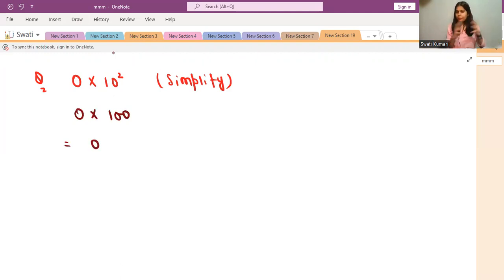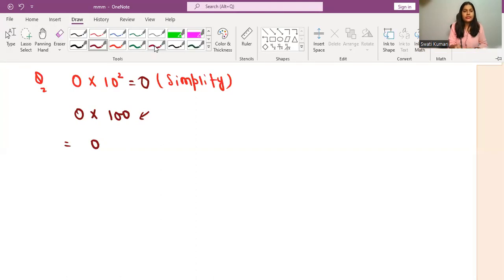Maybe some of you must be thinking right now, why even write down this step? Of course, if you want, you can avoid this step and directly say that 0 multiplied by any number is 0. So the correct answer for this is directly 0. Yes. So let's go now to the next question.